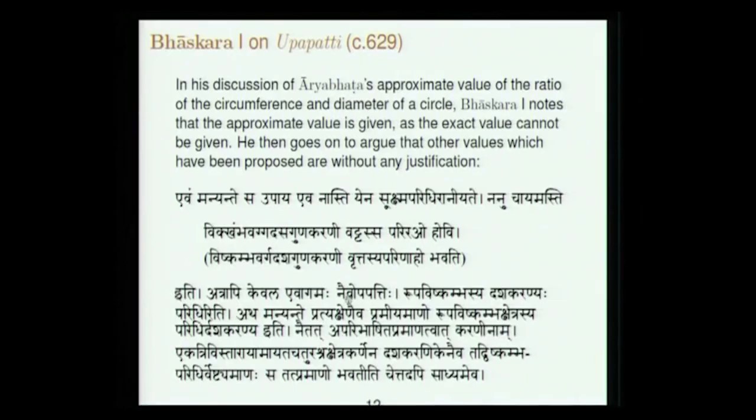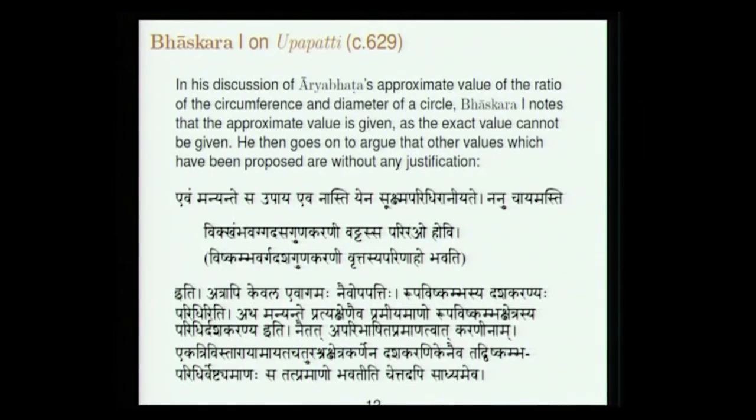Then Bhaskara says, atrapi kevala evagamaha naivopapattihi. So, here also what has been given is only a traditional statement, no justification has been provided. Rupa vishkambhasya dashakaranyaha paridhiriti. Atha manyante pratyakshenaiva pramiyamano rupa vishkambha kshetrasya paridhi dashakaranyaha iti. Why are you saying that? Why don't you measure the circumference and immediately conclude that it is square root of 10? Naitat, this is not possible.